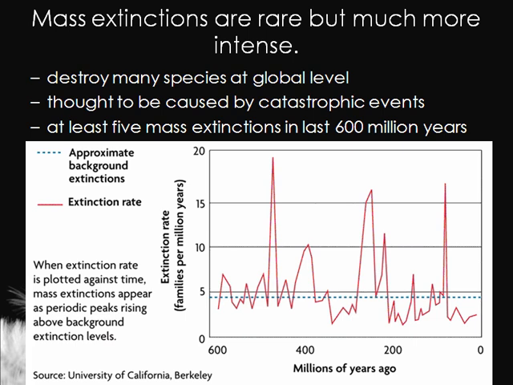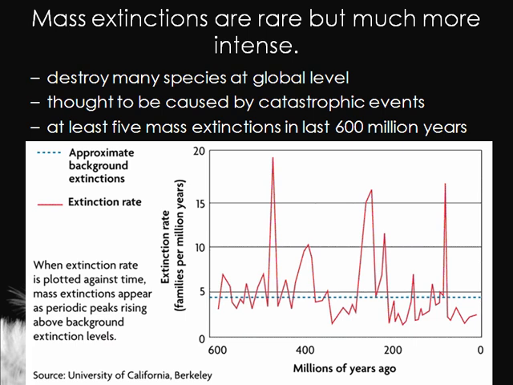All right, so the other type is mass extinctions. And these are the type that kill many species at a global level, all at the same time. This is often found with a catastrophic event, like a meteor hitting the Earth and killing all the dinosaurs. There have been at least 5 mass extinctions in the last 600 million years. So we can see that in the fossil record.